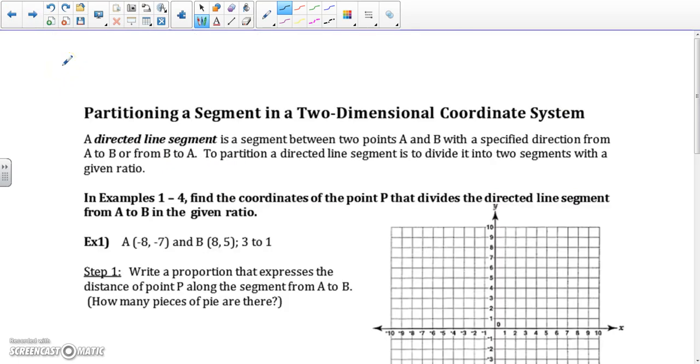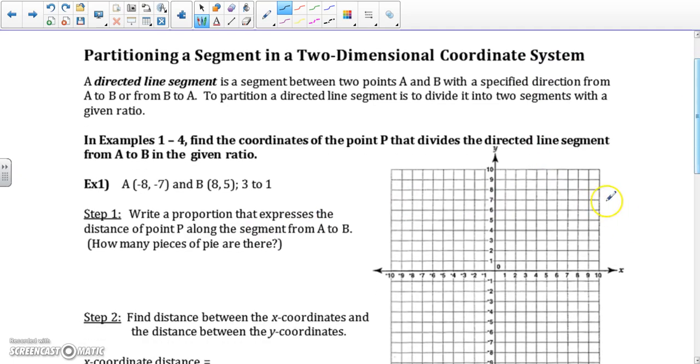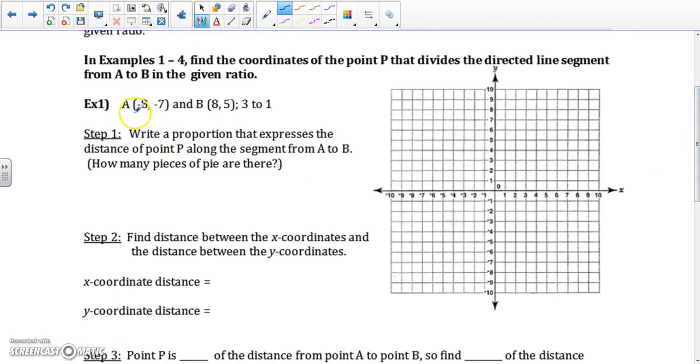We're going to do it on the two-dimensional coordinate system. A directed line segment is a segment between 2 points, A and B, with a specified direction from A to B or B to A. We're going to partition this directed line segment, dividing it into two segments with a given ratio. We're going to find the coordinates of point P that divides the line segment into the given ratio.